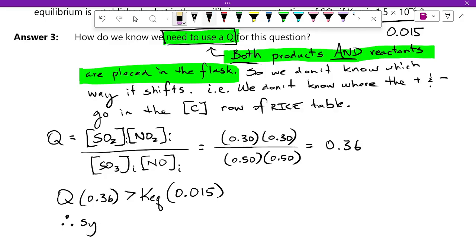Whoa, I missed all those words. System shifts, which way? Left.